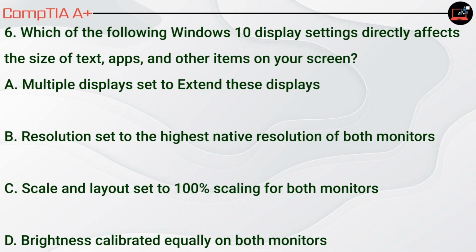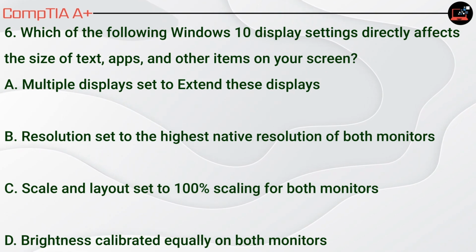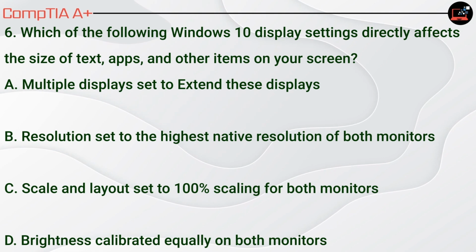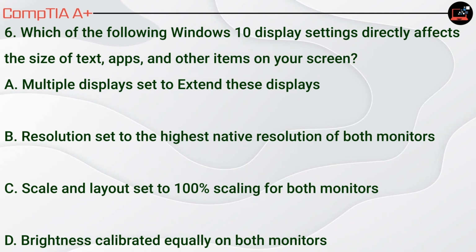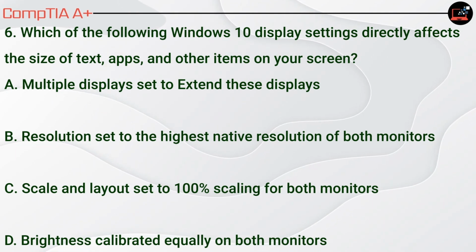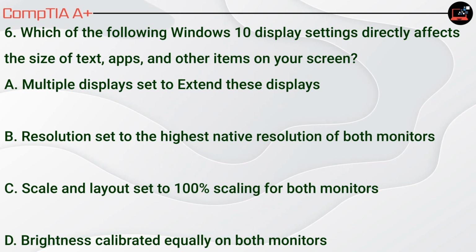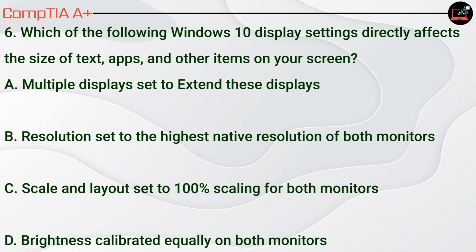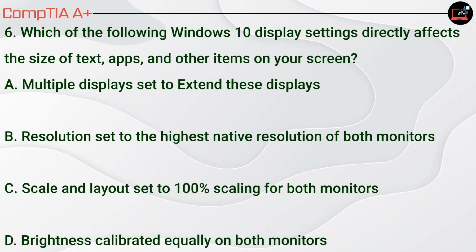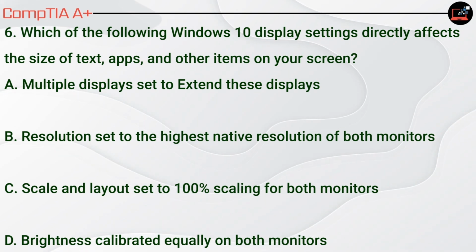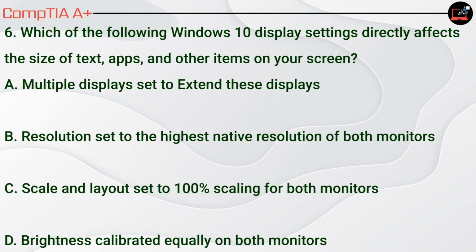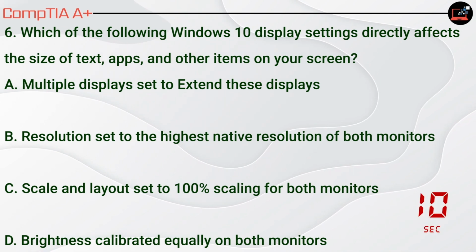6. Which of the following Windows 10 display settings directly affects the size of text, apps, and other items on your screen? A. Multiple displays set to extend these displays. B. Resolution set to the highest native resolution of both monitors. C. Scale and layout set to 100% scaling for both monitors. D. Brightness is calibrated equally on both monitors.